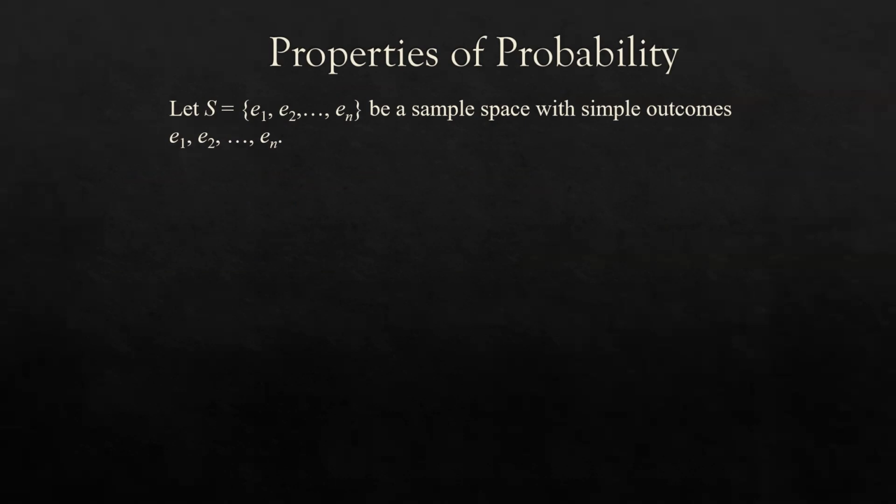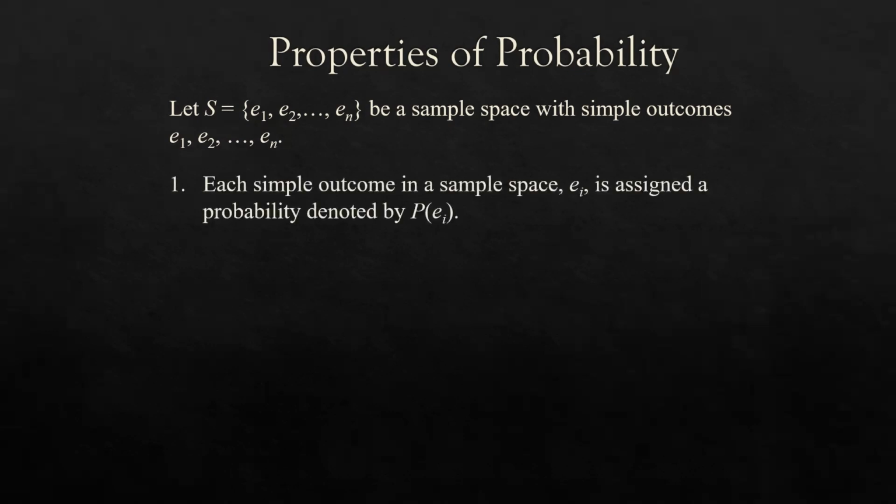All right, there are a couple of properties of probability that we'll need to use to help us solve some problems. So here, if we've got this sample space, and we have all of these simple outcomes, so like E1, E2, and so on, are simple outcomes, so possible outcomes of our experiment. There are a couple of properties that we know about this space. The first one is that each simple outcome is assigned a probability, and we'll use the notation P of that outcome, just like we did in that last example.